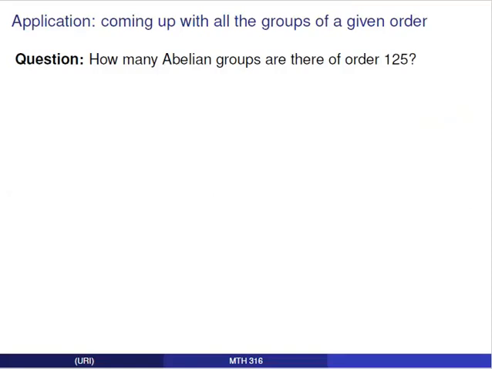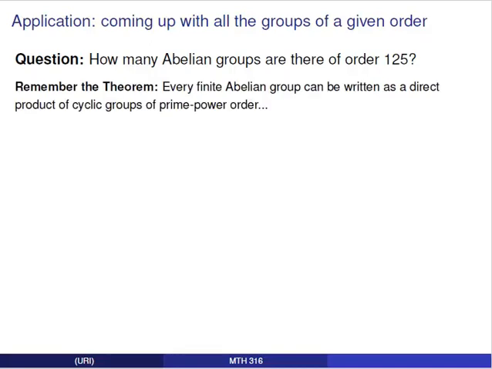First, we can use the theorem to come up with all the groups of a given order, all of the abelian groups of some finite order. So for instance, we can answer the question, how many abelian groups are there of order 125, and what are they? Well, the theorem tells us that every finite abelian group can be written as a direct product of cyclic groups of prime power order.